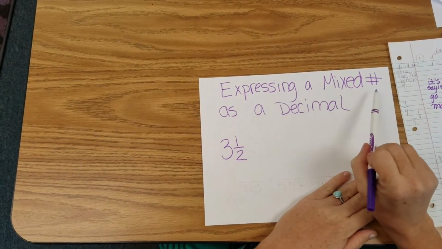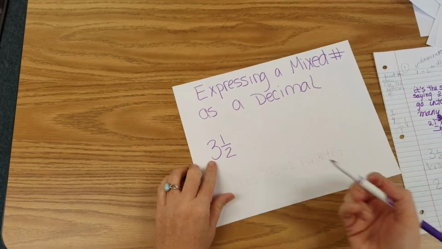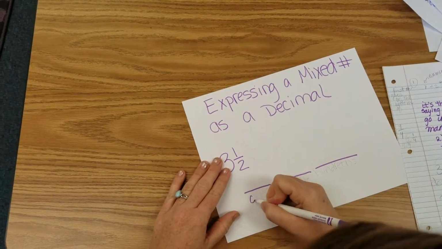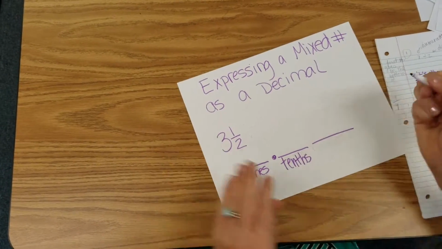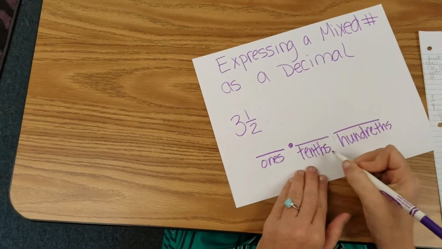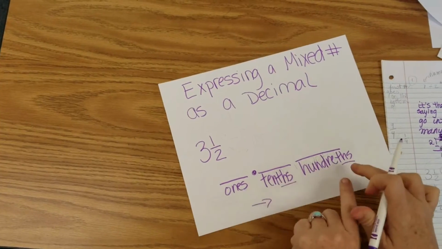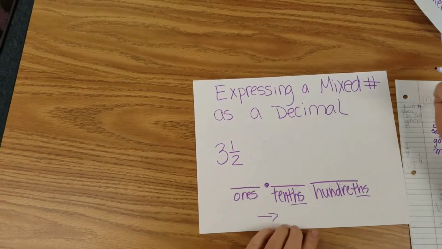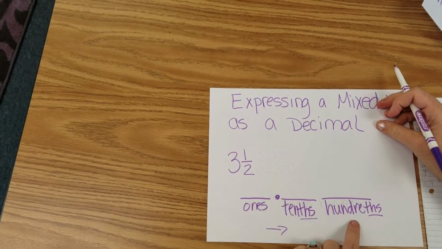Now I'm expressing a mixed number as a decimal. So I have this mixed number. Well, think of it like this. If I want to get it into a decimal, I need to know my place values. I have my ones, my tenths, and my hundredths. Don't forget, anything on this side of the decimal starts with tenths, hundredths.